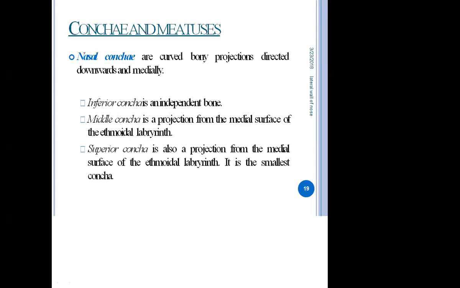Next, along the lateral wall, we have the nasal conchae. What are nasal conchae? These are curved bony projections directed downwards and medially. They are bony projections from the labyrinth of the ethmoid. Both superior and middle are, but the inferior nasal concha is a separate, independent bone. Middle concha is a projection from the medial surface of the ethmoidal labyrinth. Superior concha is also a projection from the medial surface of the ethmoidal labyrinth. It is the smallest concha.